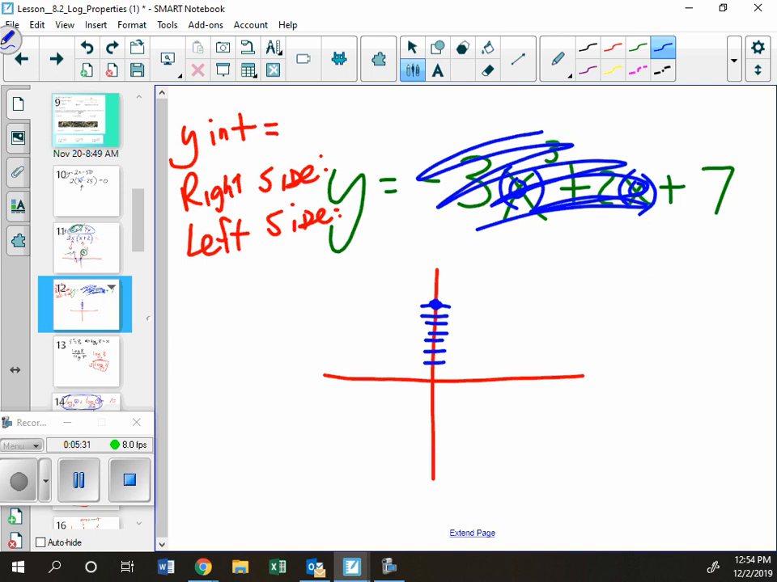Now how about this? How should the story end? Is the right side up or down? Prove it.